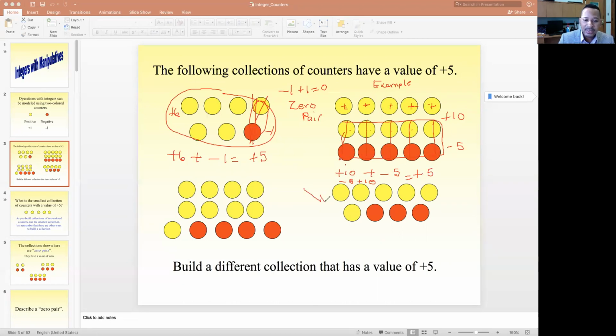I'm going to jump down to this last example here, and I want you guys to think about this for a second. The combination of yellow and red counters in example 4, the example we're looking at here, does it sum to positive 5? That's the question. And if so, and if not, could you write a number sentence that properly illustrates the addends and the sum that you would end up with? So, a few seconds to think about that.